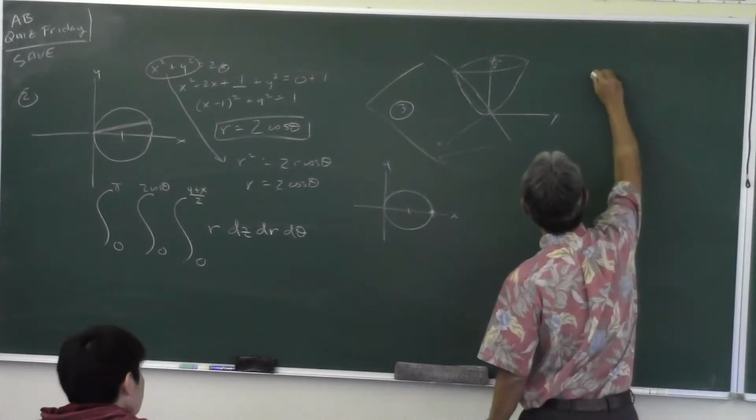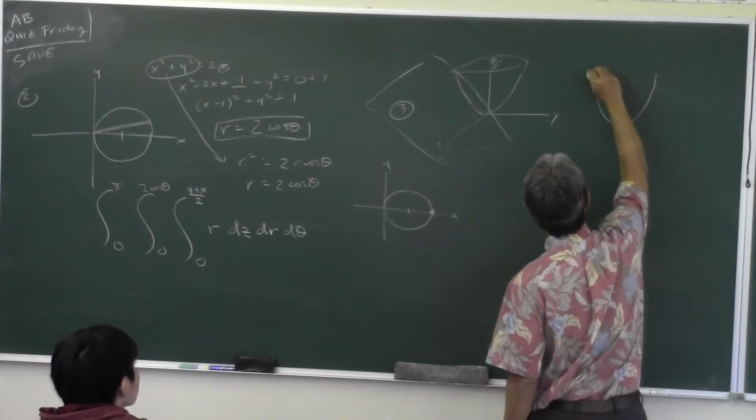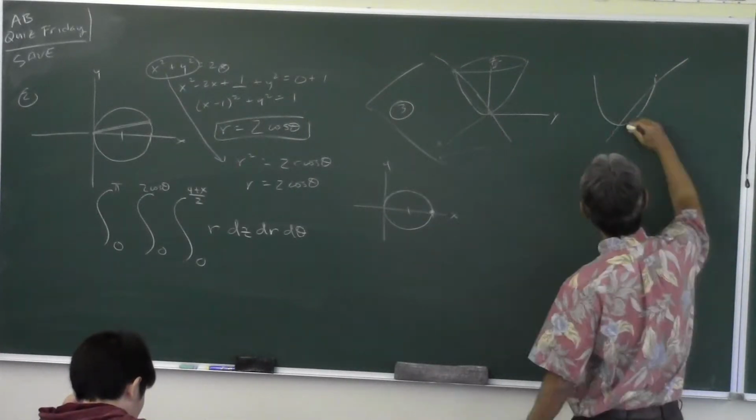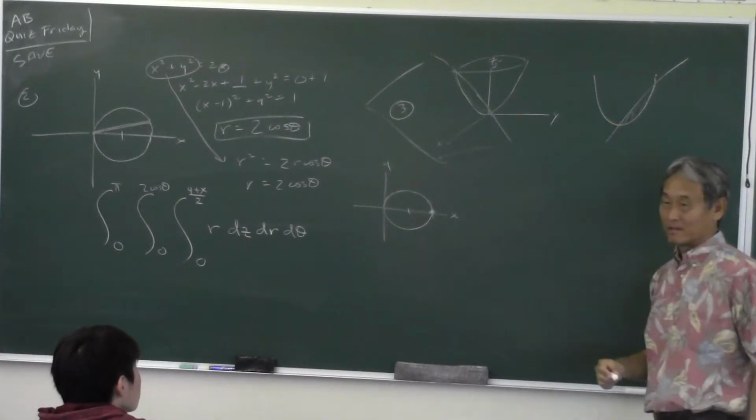You know what, I'm just going to draw a side view. Here's the paraboloid from the side, and then the plane. So we're trying to find the volume of that region over there.